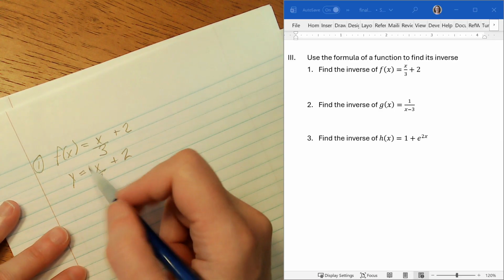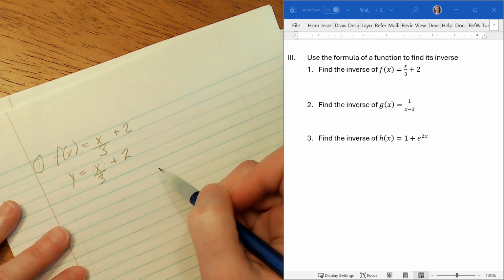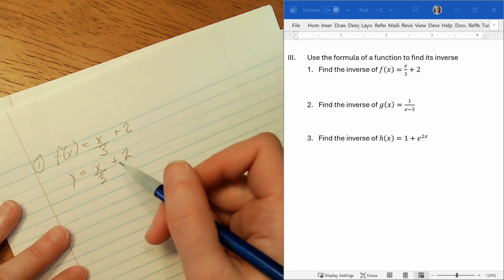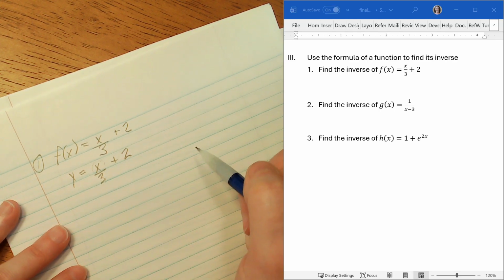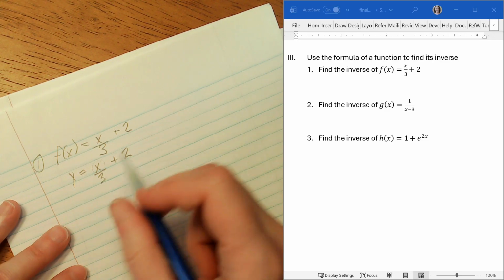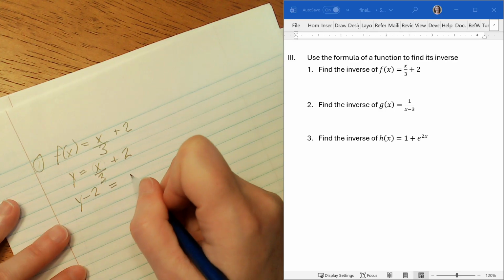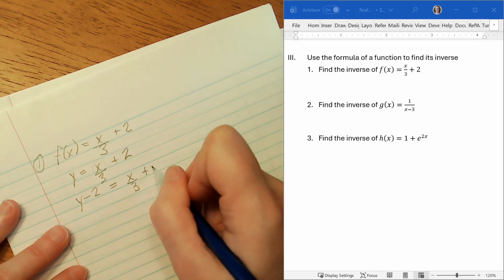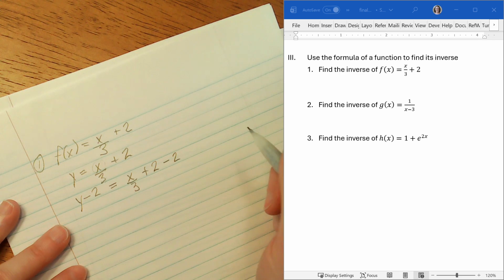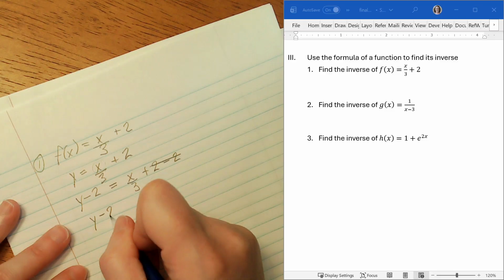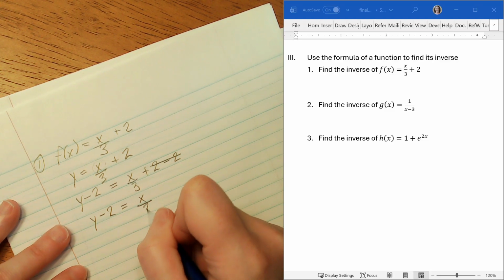So x is here in the numerator of this fraction, so I need to deal with this 3. But more importantly, before that, I need to deal with this 2. So I need to get that to the left side by subtracting 2 from both sides. When I do that, this is going to cancel out here. So now I have y minus 2 equals x over 3.